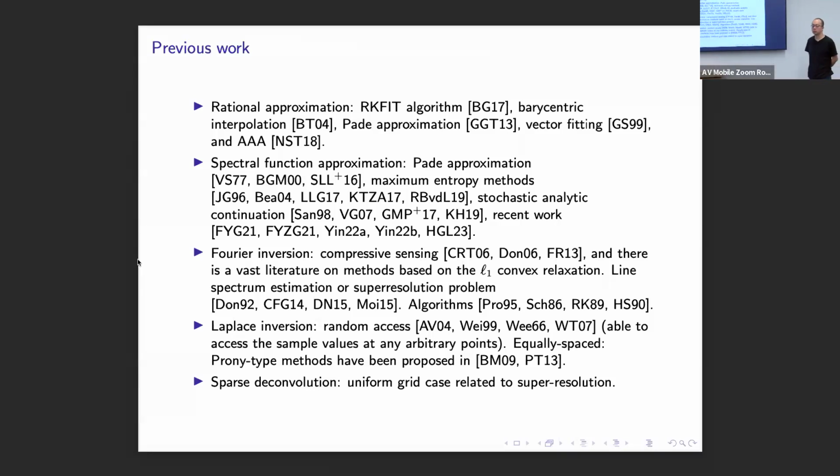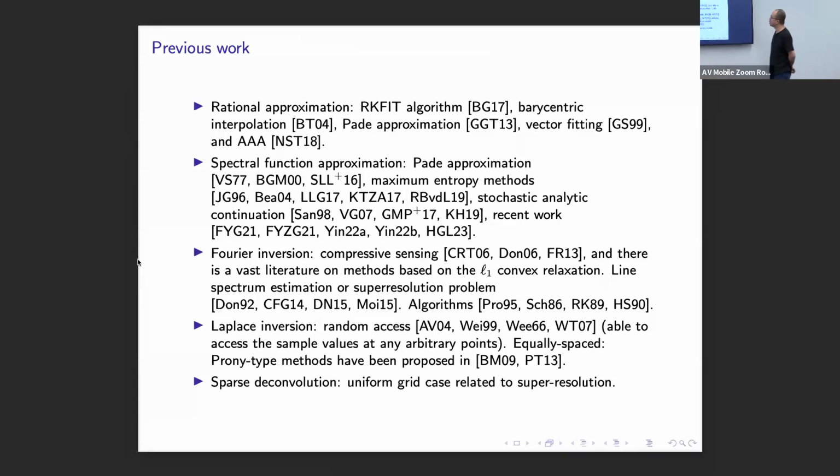Fourier inversion is probably the most important example among the 5 because it is associated with many very important names in signal processing. For example, if your frequencies come from a uniform grid and your observations are restricted to a uniform grid, this becomes the problem of compressive sensing, which was initiated about 20 years ago. There's a lot of nice work associated with it, and a vast literature on the theory of compressive sensing and on various L1 optimization algorithms associated with it.